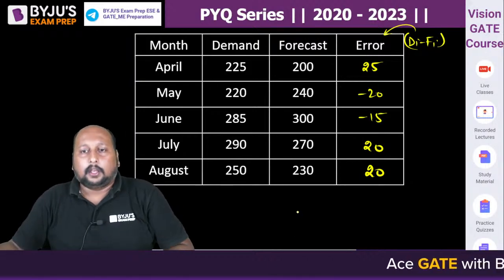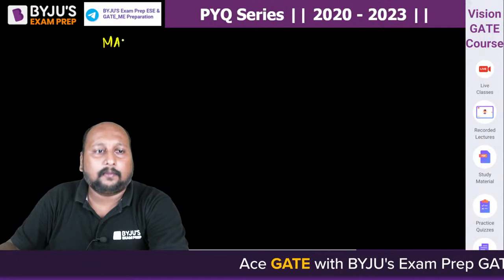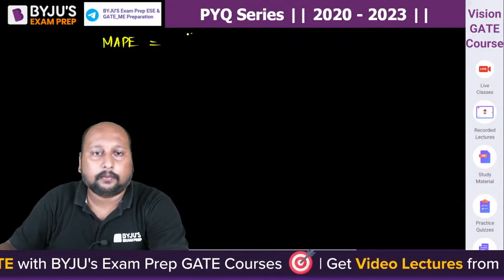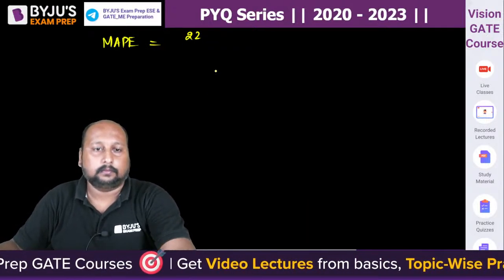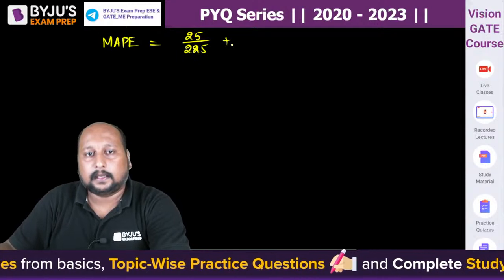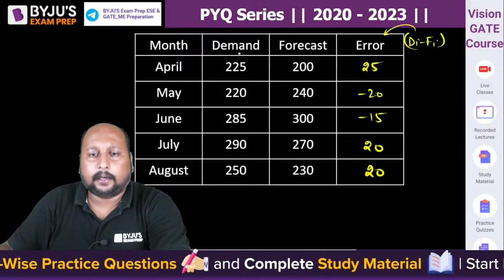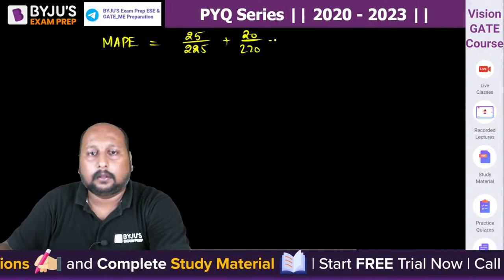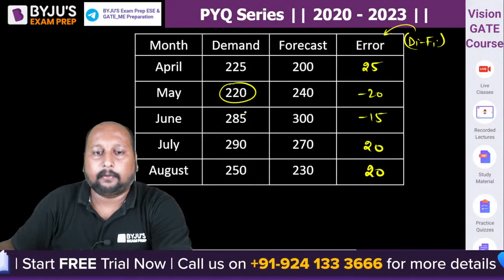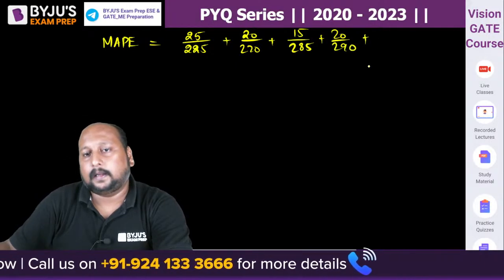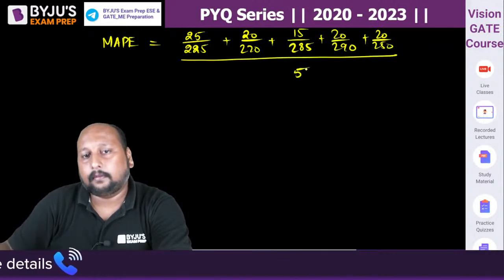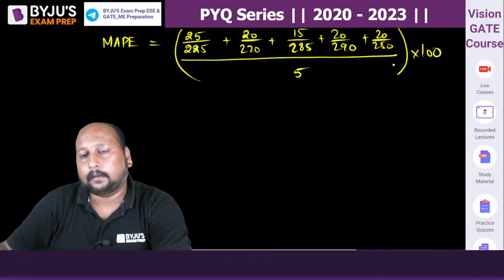Okay, so now let's calculate the value of MAPE. MAPE value will be equal to, because we have to take the mod value, so we can directly take 25 by 225. 25 divided by 225 plus 20 divided by actual demand, which is 220, plus 15 divided by 285, plus 20 divided by 290, plus 20 divided by 250, divided by 5, and we have to multiply it by 100.